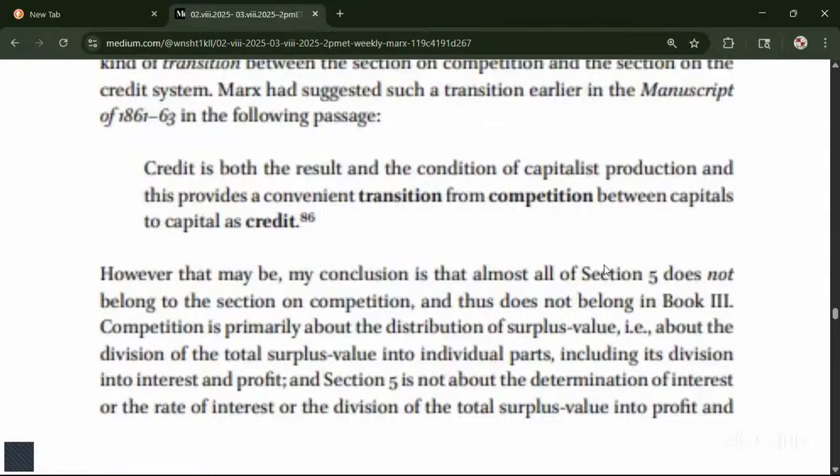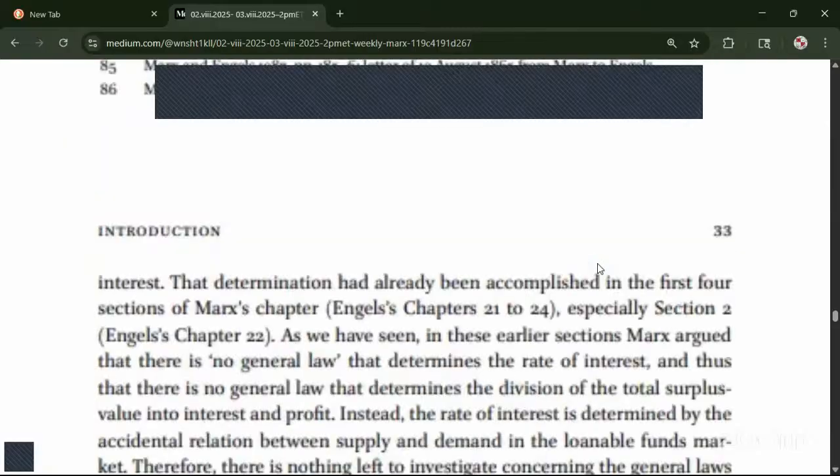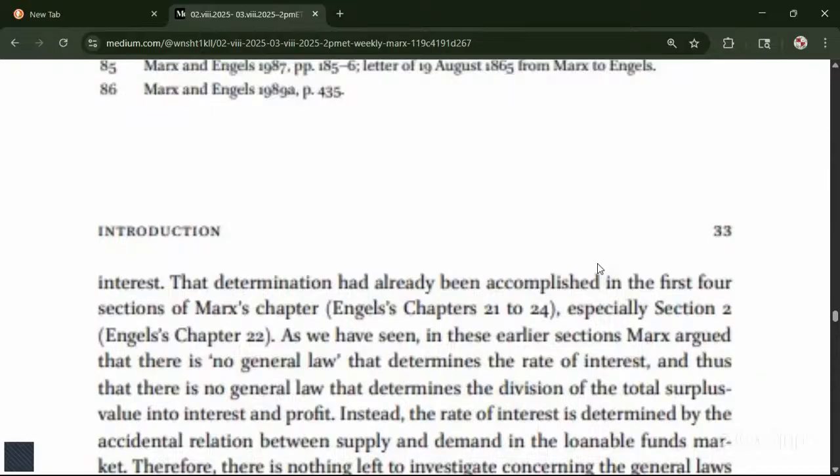Competition is primarily about the distribution of surplus value, that is, about the division of the total surplus value into individual parts, including its division into interest and profit. And Section 5 is not about the determination of interest or the rate of interest or the division of the total surplus value into profit and interest. That determination had already been accomplished in the first four sections of Marx's chapter, Engels' chapters 21 to 24, especially Section 2, also Engels' chapter 22.